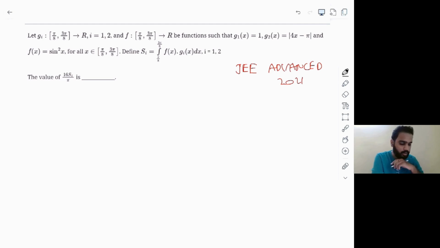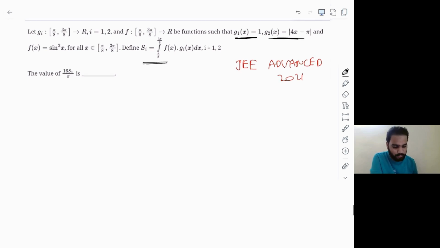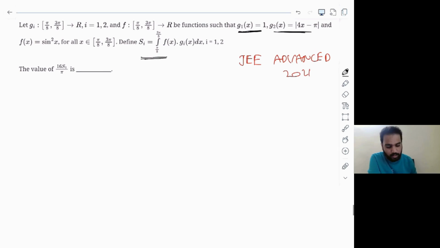Again, this is a question from Advanced 2021. Once again, a paragraph question. And once again, it is a complete property based question, which means high scoring chance, right? So let's analyze. Two functions are given, g1 of x and also g2 of x here. And they have given you a value si, which is integral f of x into gi of x here. Now the first thing is I have to calculate 16 by pi into s1.